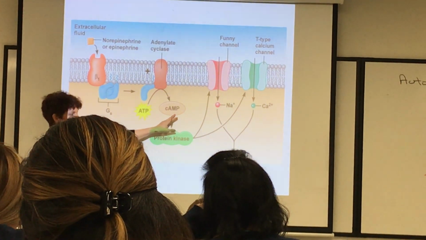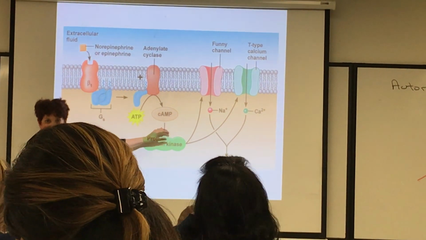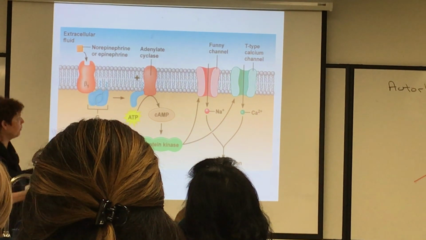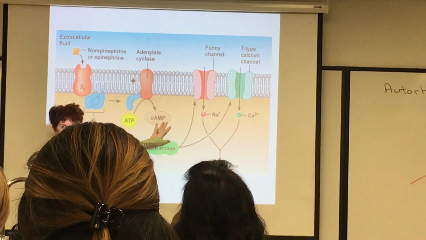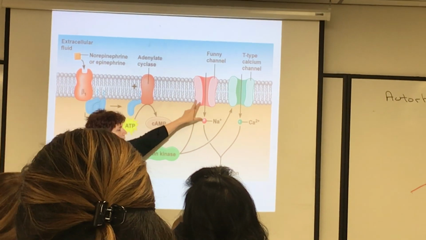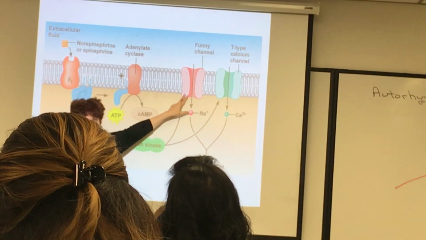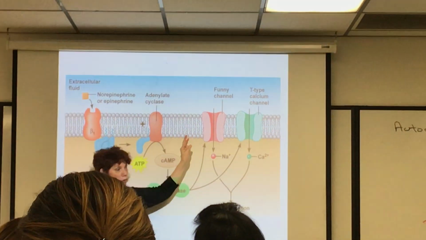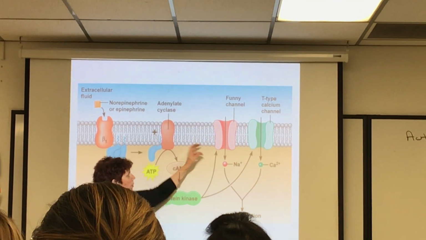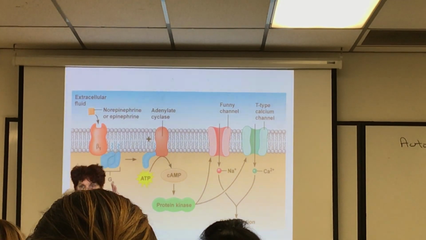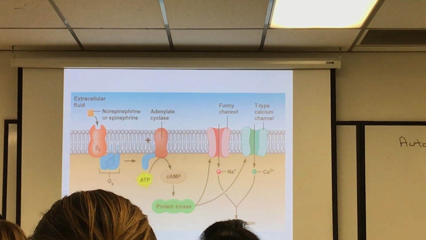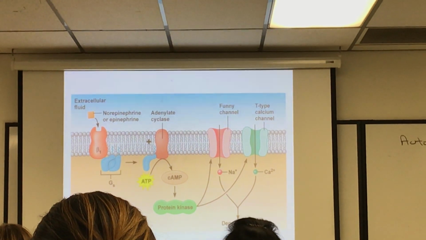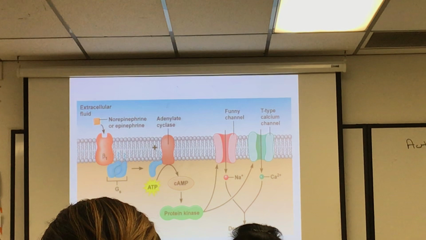All right? Where did we just talk about cyclic AMP? Binding to the funny channels. Well, now we have a bunch more of the cyclic AMP. So it will open up even more funny channels, okay? And it will open them up earlier. So 2 things happen. More of these open and they open up earlier. What do you mean by earlier? It doesn't have to get all the way down to -60. It'll open up when it's at -50 or -55. That saves time, okay?